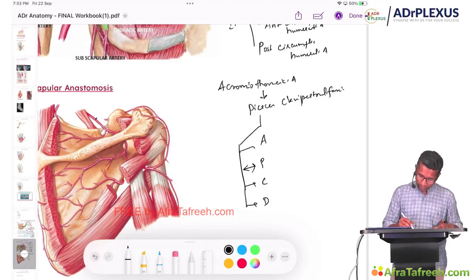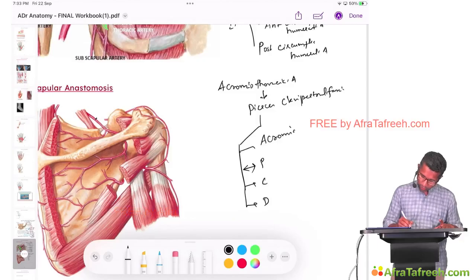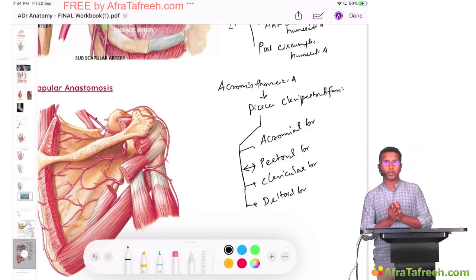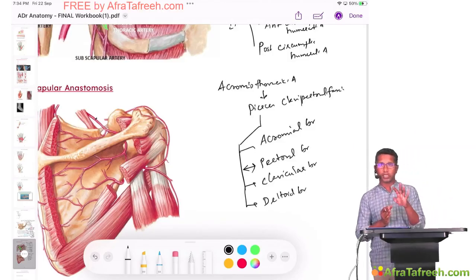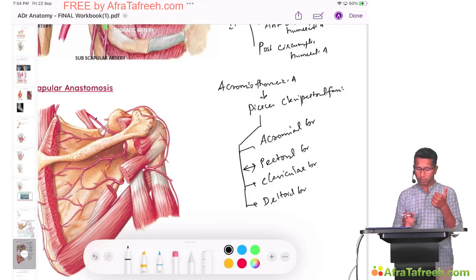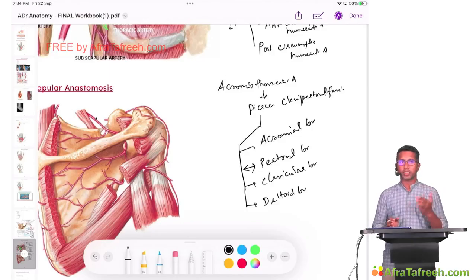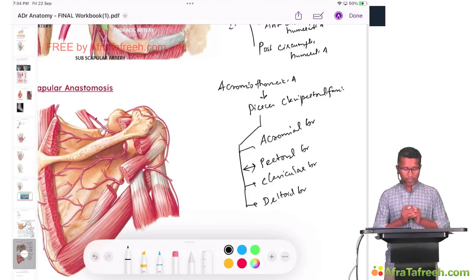A stands for the acromial branch. P stands for the pectoral branch. C stands for the clavicular branch, and D stands for the deltoid branch. So the acromiothoracic artery pierces the clavipectoral fascia and divides into 4 branches: acromial branch, pectoral branch, clavicular branch, and the deltoid branch. Clear?